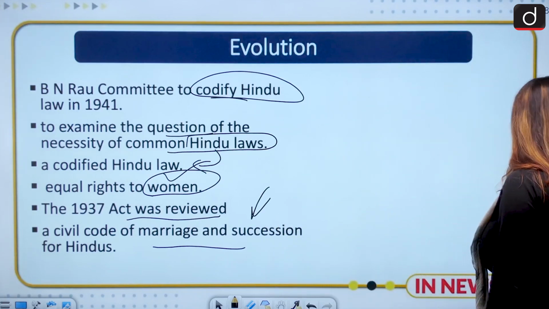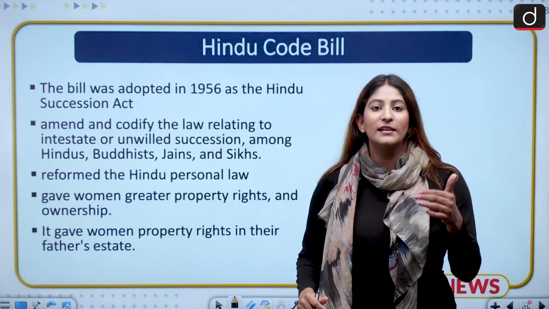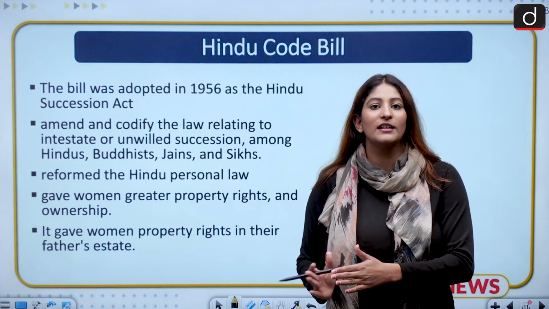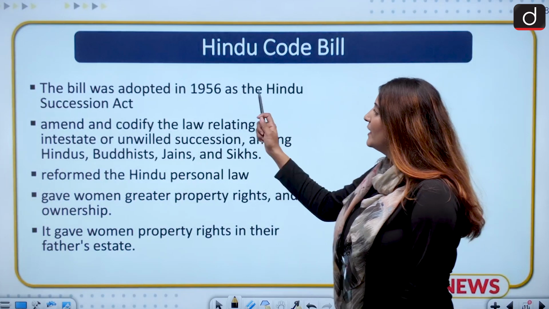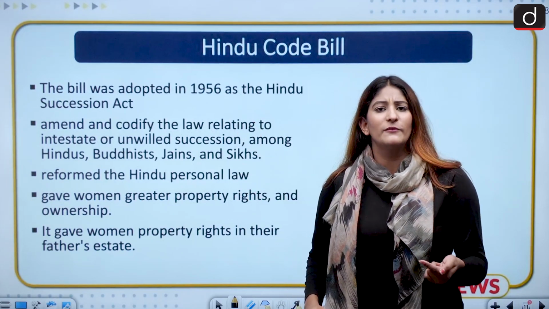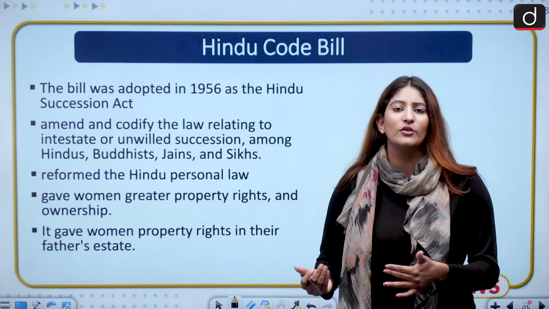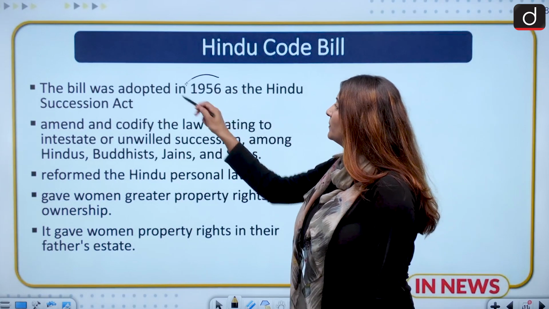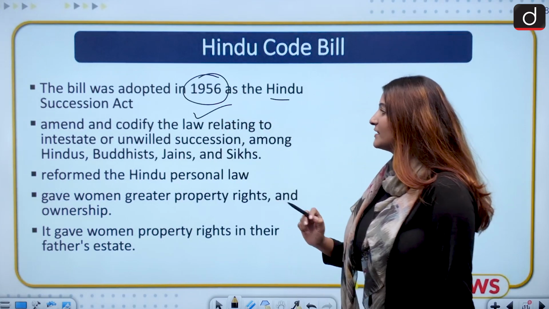Okay, this is the basic background. And the bill, after that, the recommendation was given to a select committee of B.R. Ambedkar, and the bill, after it lapsed in 1952, was trying to get implemented, but was finally adopted in 1956 as the Hindu Succession Act.